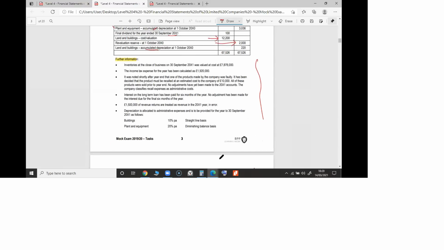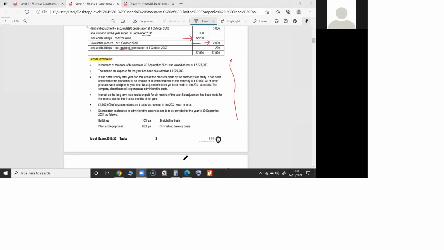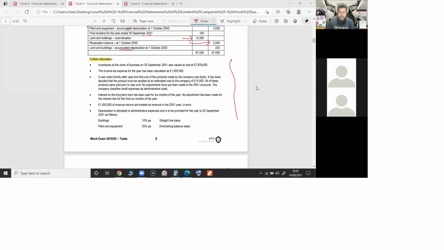I'd like to share one very important talkie regarding the trial balance, further information. Still the nose blowing, yeah? I'm using loads of tissue, as I said, all around. Okay. All right.